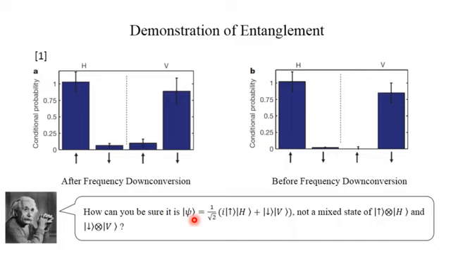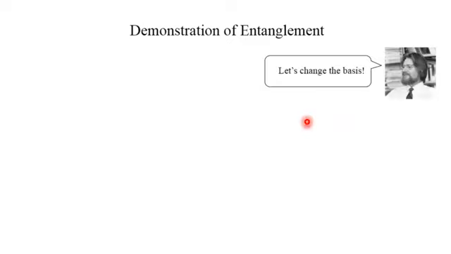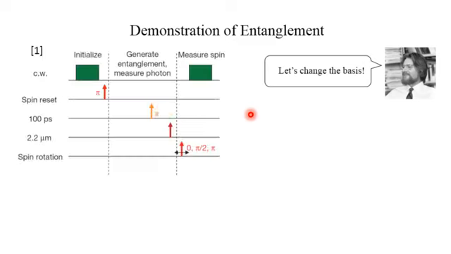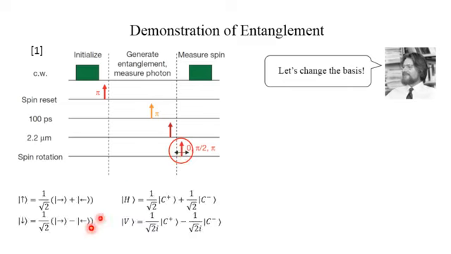We cannot tell if this psi is a pure state of entanglement or just a mix of two uncorrelated states. So the measurement has to be done in another basis. That's why we need this pi over 2 pulse. It rotates the electron state from the z-spin basis to the x-spin basis. Correspondingly, the photon polarization is measured in a rotated, circularly polarized basis as well.